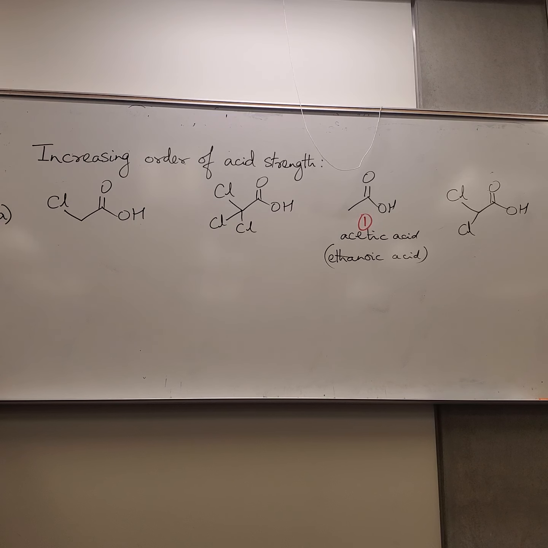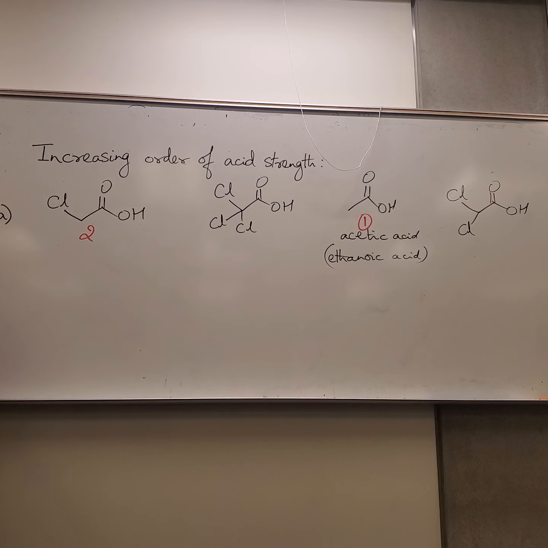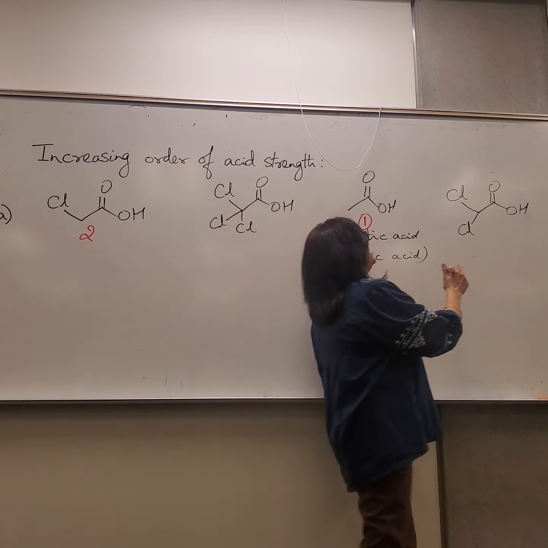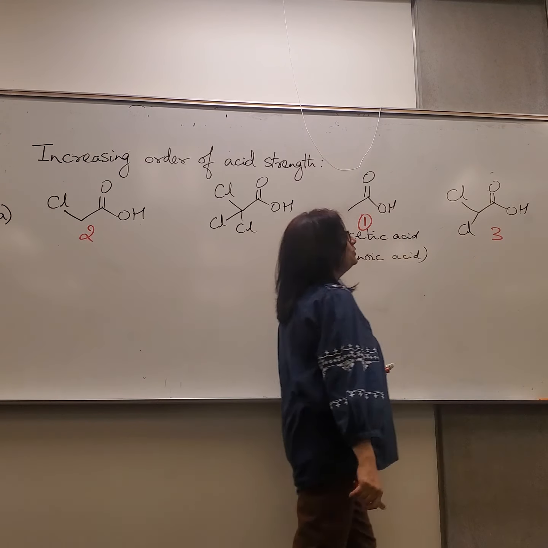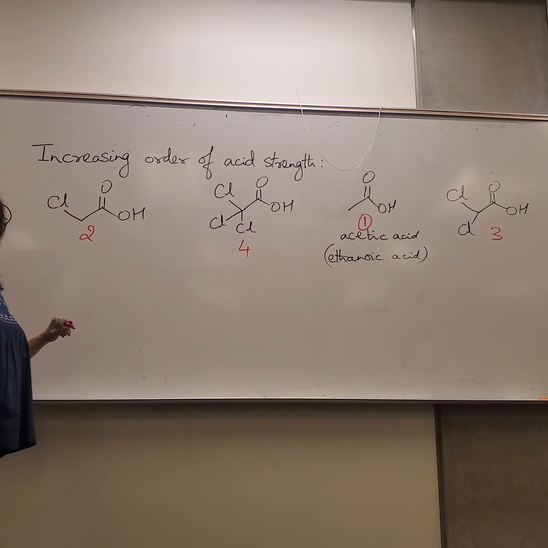2-chloroethanoic acid? Yes. Is that what you're referring to? That's exactly what I was thinking, right? Chloroacetic. Do you all agree? Yep. Next one, 2,2-dichloroethanoic acid. Agreed? Yes. And therefore most acidic? Everybody agrees? 2,2,2-trichloroethanoic acid.